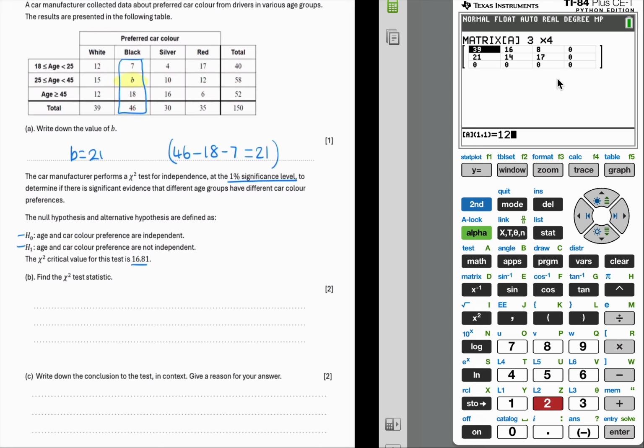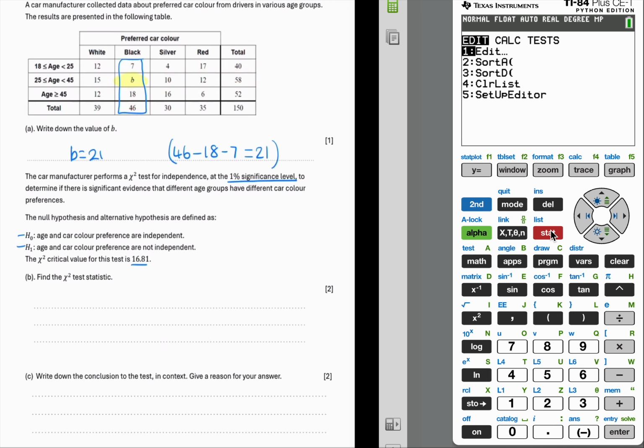So I'm now just going to type that data in. So 12, 15, 12. And then the next one, we have 7 and our value of B, which was 21, and 18, 4, 10, and 16. And then the last one, which is 17, 12, and 6.